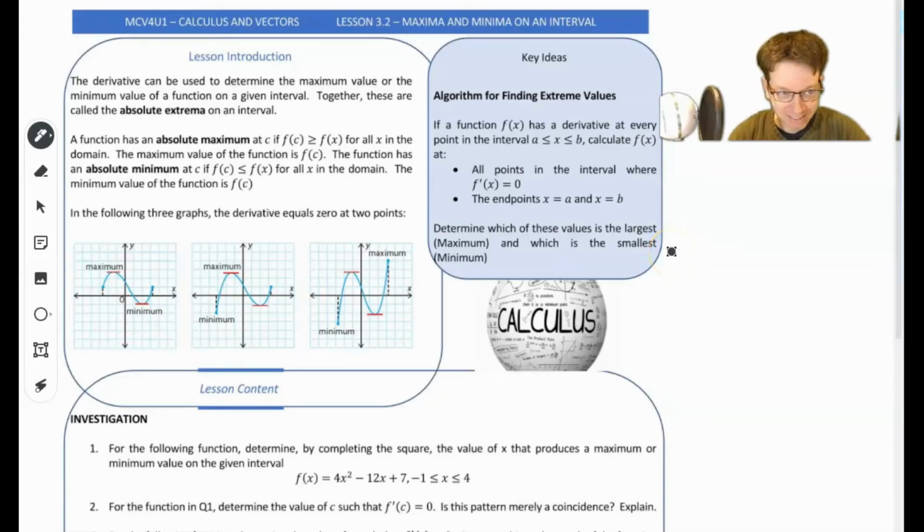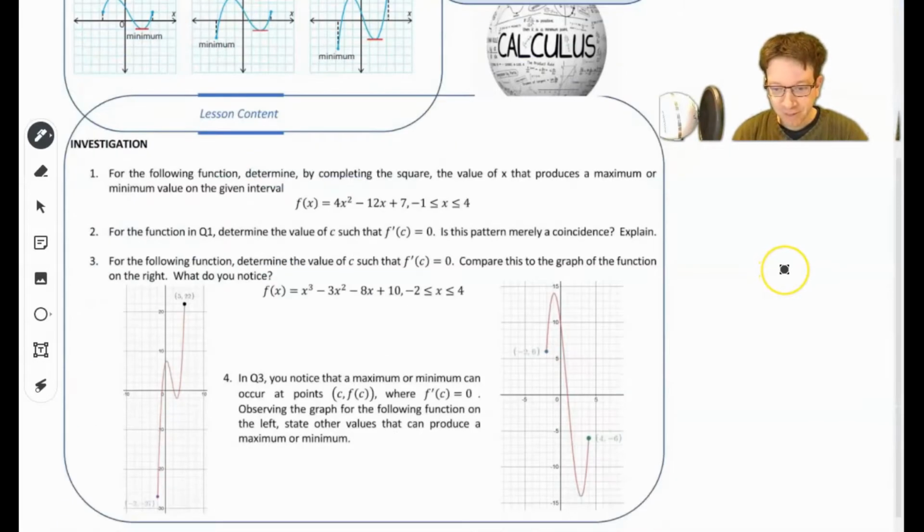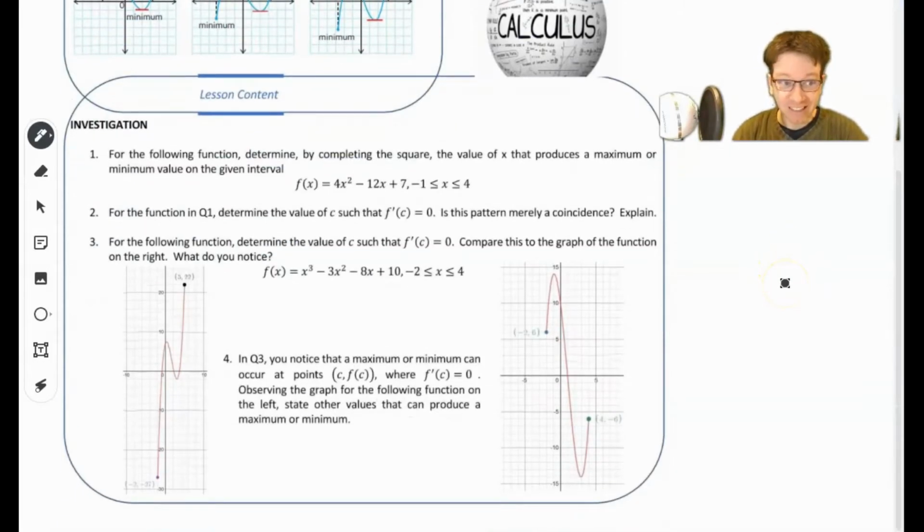Alright, so today's lesson is 3.2, and we are going to look at maxima and minima on an interval. So a specific interval or a specific domain, like between, for example, x equals 1 and x equals 5. We're going to look for the maximum value between those points and the minimum value between those points. So to understand how to do that, let's start with a little investigation.